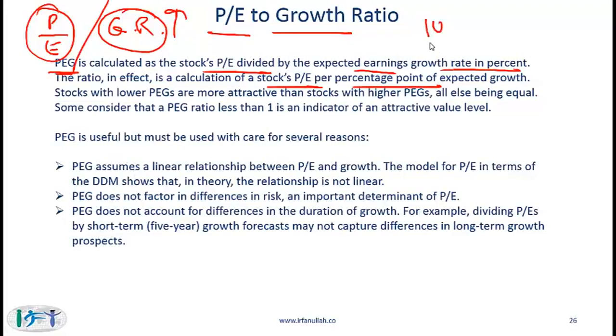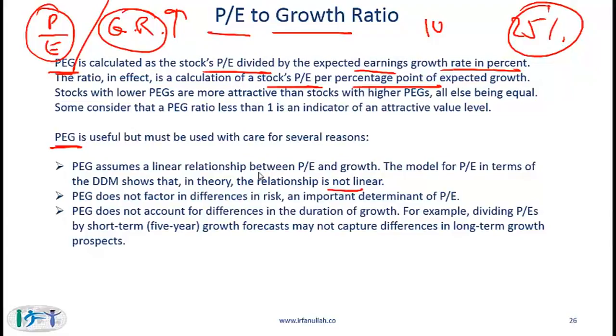If a given stock has a PE of 10, that means you are paying $10 per dollar of earnings, but if this stock is growing at 25%, then clearly all else equal this appears attractive. But what are some of the limitations associated with the ratio? PEG assumes a linear relationship between PE and growth. The model for PE in terms of the DDM shows that in theory the relationship is not linear.